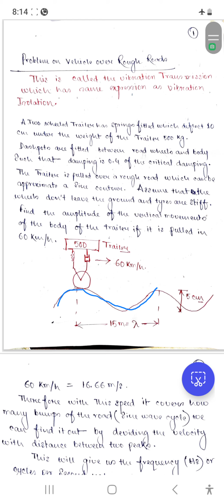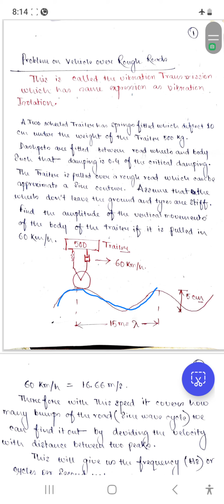Now you see, after that there is no further information. Let's assume that the wheels don't leave the ground and the tires are stiff. Tires are stiff, meaning that they are not providing any damping or spring stiffness, so that is not getting affected. You need not consider the material properties of the tire. Also, it is not leaving the ground, which is also an indication.